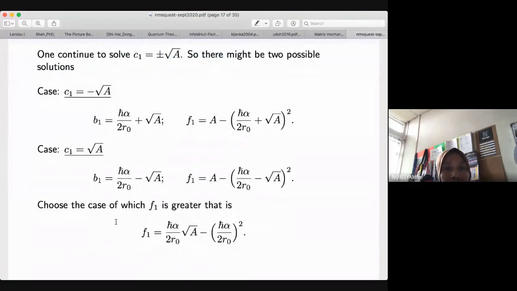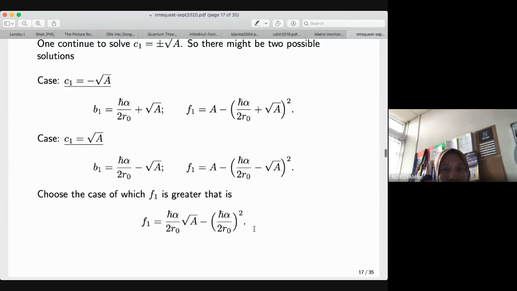But we have some constraint there, then we choose the case where F1 is greater, that is, we are looking at this form. So we are choosing C1 to be the positive square root of A. All right.